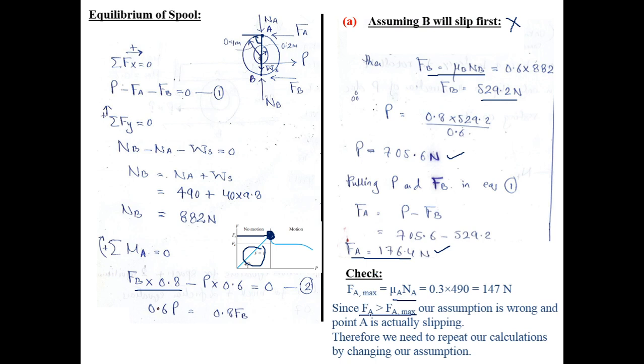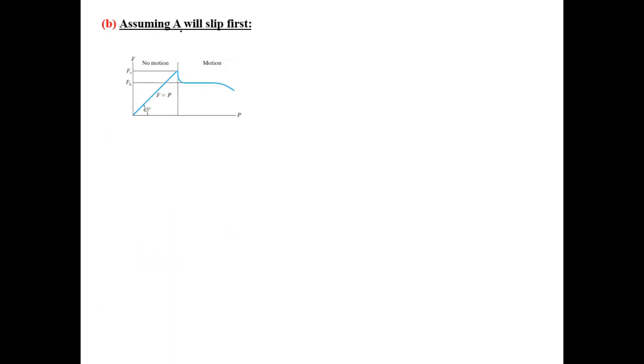it shows us that the calculated friction force of 176.4 Newton is actually greater than the maximum friction force acting at point A. So we cannot say that this force 705.6 Newton is the correct answer, and we have to repeat our calculations by changing our assumption. So this time we will assume that point A is going to slip first and point B is going to remain stationary. So point A will slip, so it will come here, and the force of friction at A will be maximum, that is mu A times Na, and point B now is lying in the no motion zone, the equilibrium zone.